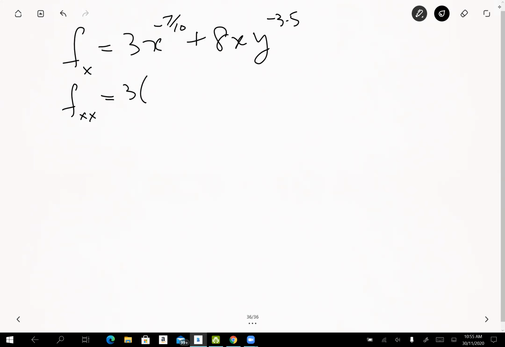So now you got 3 multiplied by -7/10, x to the power of -7/10 minus 1. So that becomes negative 17/10. 17, right? -17/10 plus, here there is x, so that becomes simply 8 y to the power of -3.5. Any question about that thing?